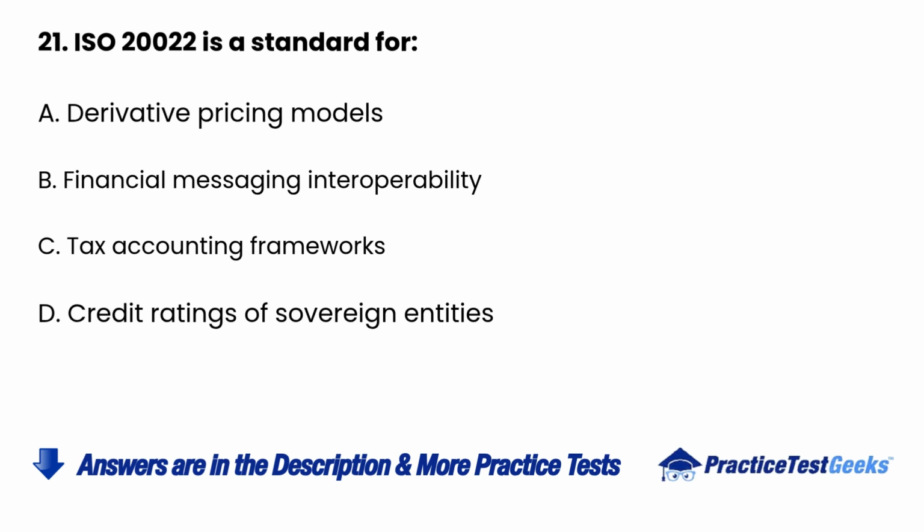21. ISO 20022 is a standard for: A. Derivative pricing models. B. Financial messaging interoperability. C. Tax accounting frameworks. D. Credit ratings of sovereign entities.